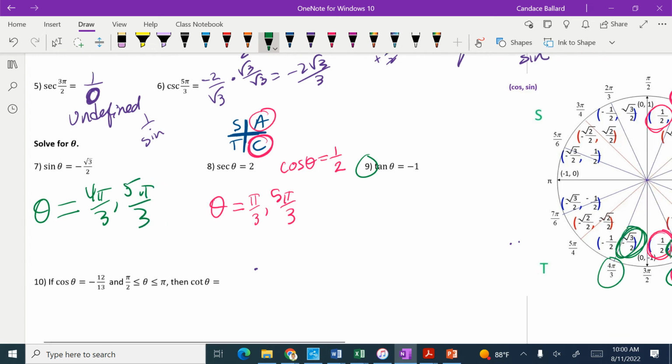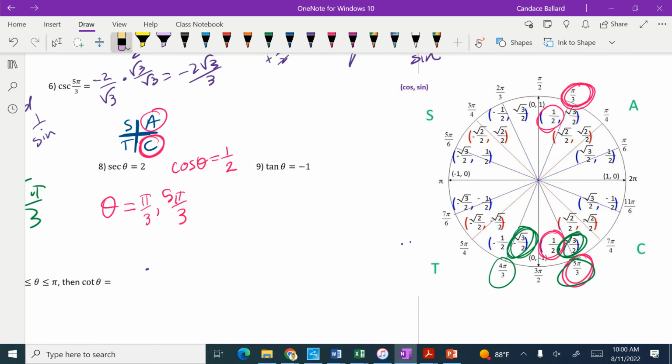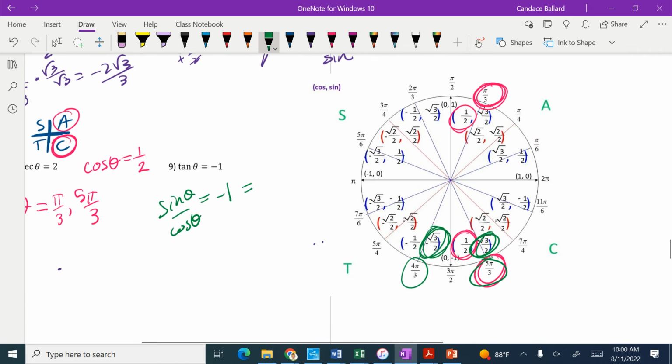All right, tangent. That one was a little bit different, right? We probably had to think a little bit on that one. We're looking for everywhere where tangent would be -1. What's another way to think about tangent? Sine divided by cosine. Good. So I want that to equal -1. So I'm really looking for places where it's the same value.